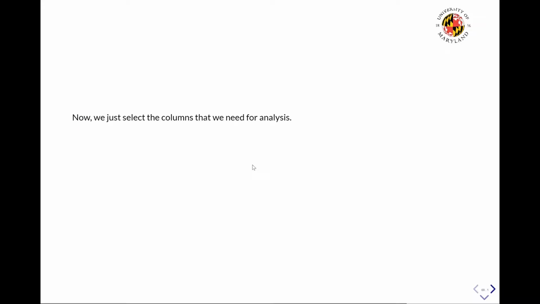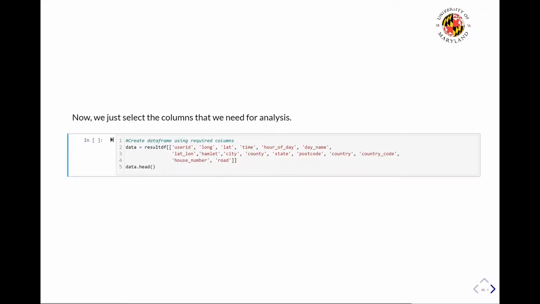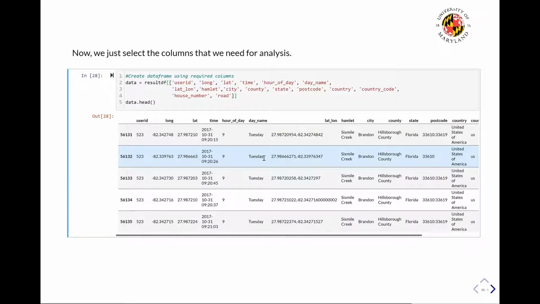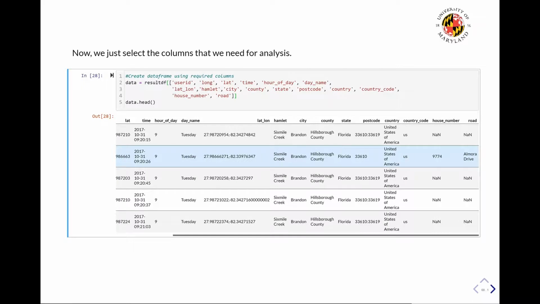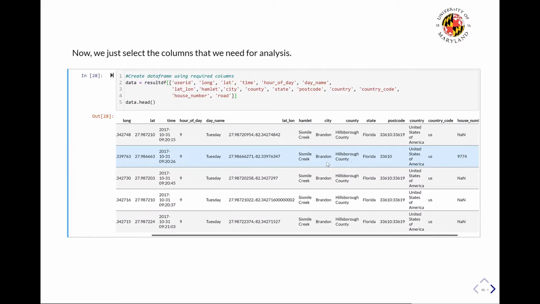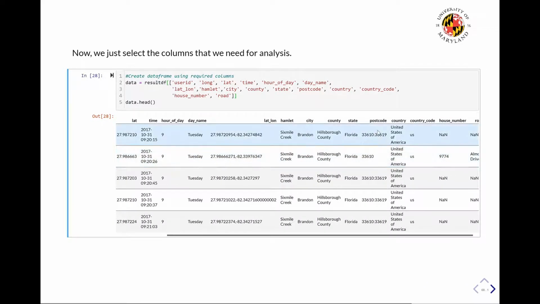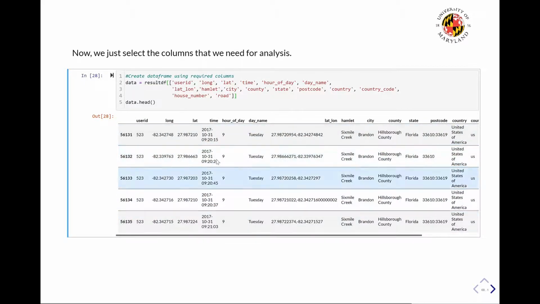Now, since there are a lot more columns than we actually need, we'll only save the ones that we need in a new final data frame that we'll call data. So these are just the columns from the previous data frame. We'll save the original columns of the tweet data frame and then save the address attributes obtained by flattening the address reverse geocode results. So this is the resultant data frame. This is the postcode. We have the state, county, city as well. And we have our original columns over here.